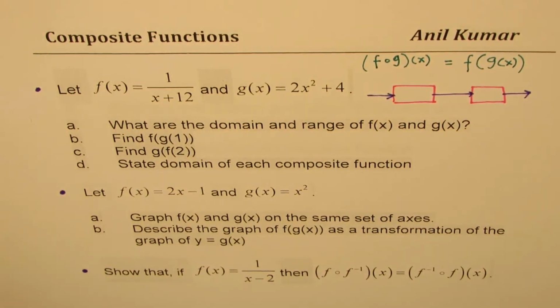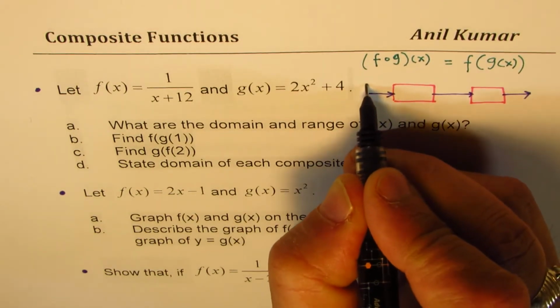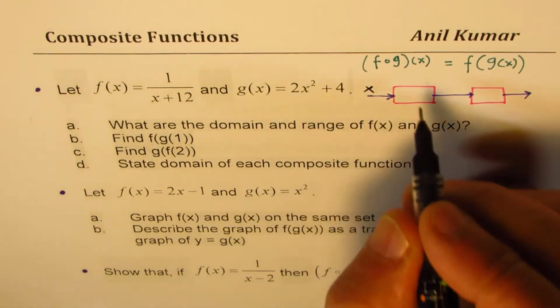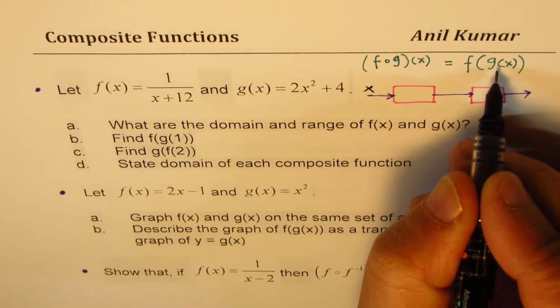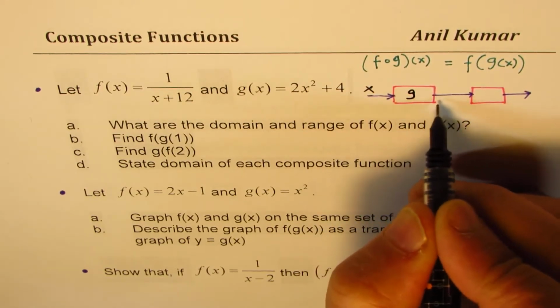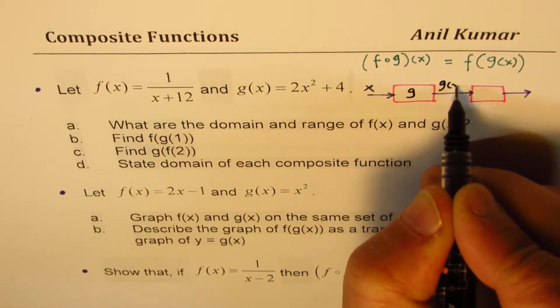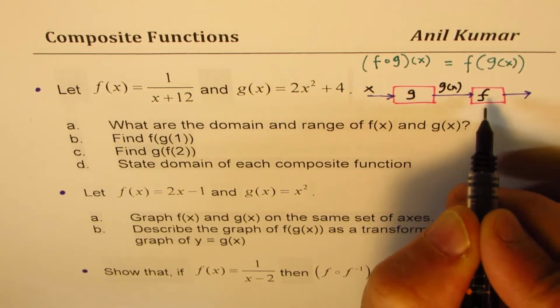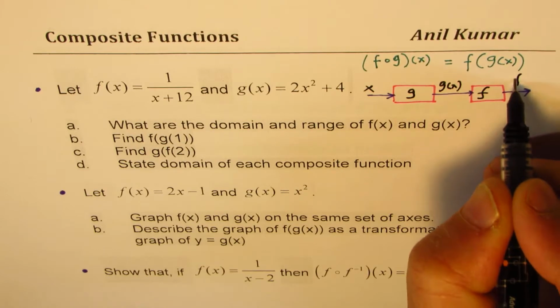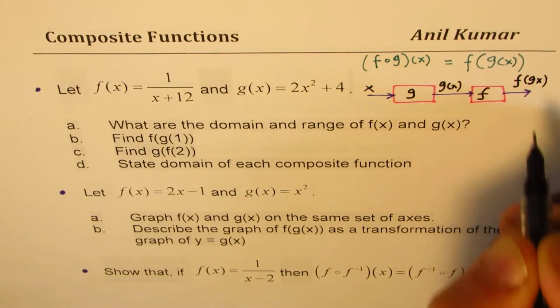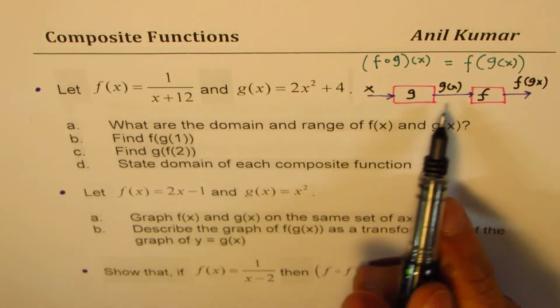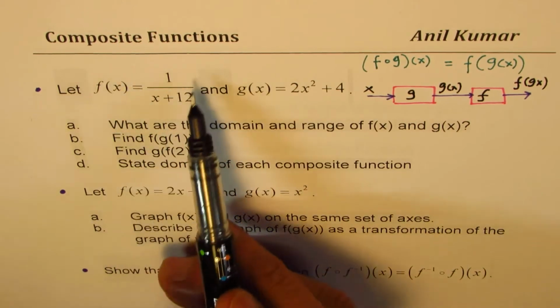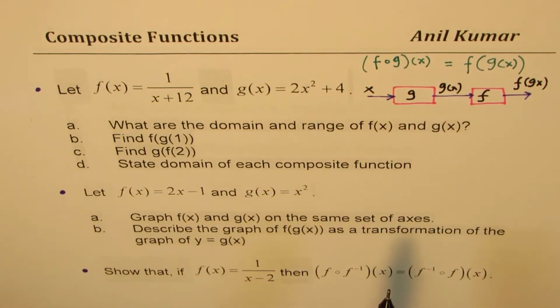Let me rewrite this with values. Let us say if I provide x as an input, then this function here is the inside function g, and the output is g of x. Then g of x acts as an input to the function f, and the output is f of g of x. Perfect. So that is what our composite functions are like. So now you understand this concept.